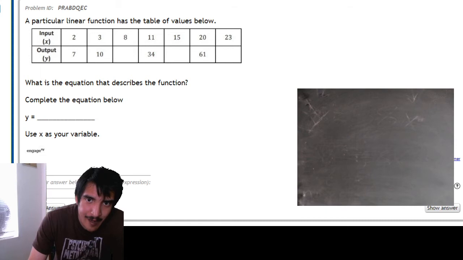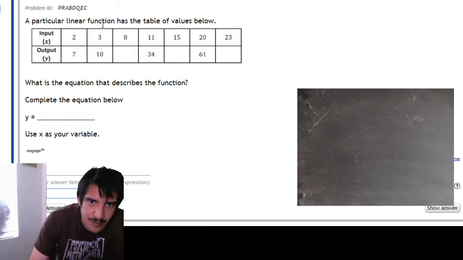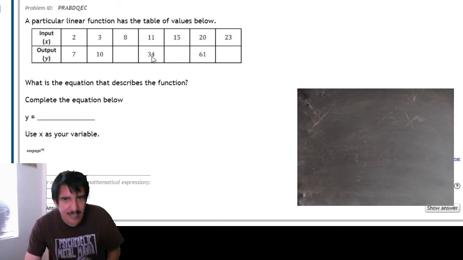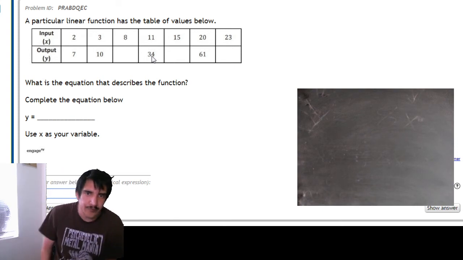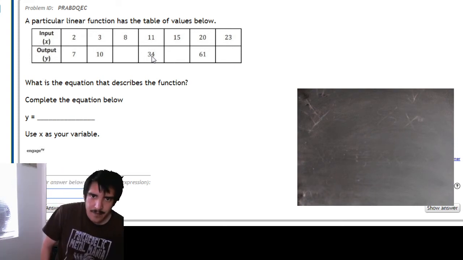We need to figure out what's the connection between the input number and the output number. So what do you do to the input number to get the output number? Well, at first I thought it was just add 5, because here 2 plus 5 makes 7. But then 3 plus 5 doesn't make 10, and 11 plus 5 doesn't make 34. So we need to come up with a new rule. And there's a couple ways we can do this. All right?